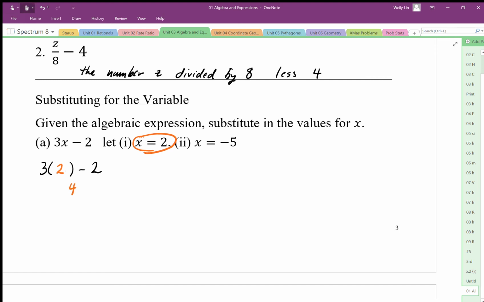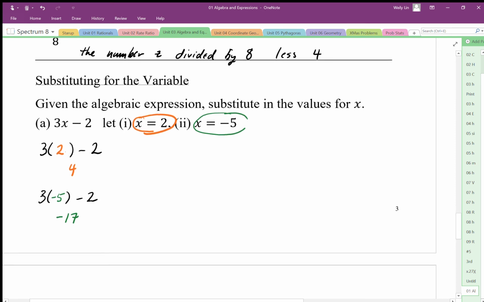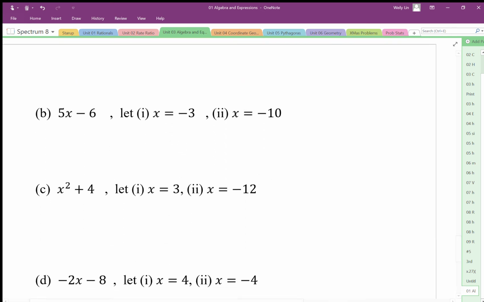We can let that x value take on other values as well. Okay, so I can let that x be equal to a different value, negative 5. So plugging in negative 5, I can do 3 times negative 5 is negative 17. Sorry, negative 15 minus 2 gives us negative 17. So we can do algebraic substitutions for these variables. If we have an expression, we can let those expressions take on different values of x. So we'll do a couple more here.